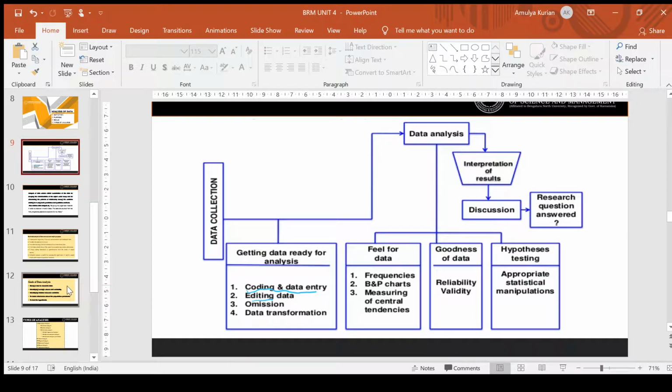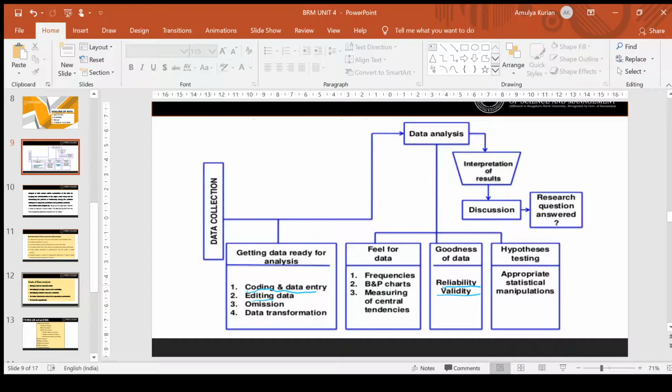So how do you check the goodness of data? There are two things which you have to check. First one is reliability, the other one is validity. In class we have told what you mean by reliability and what is validity. Reliability is the data giving the information which it is supposed to give. Validity means, is it giving the valid information? So that is goodness of data.